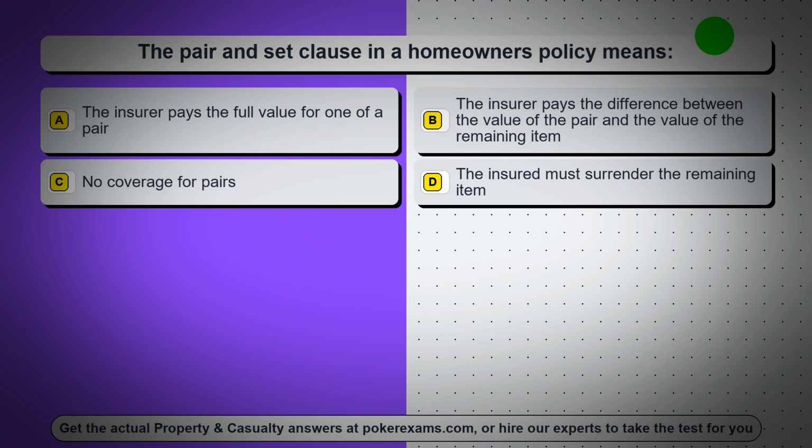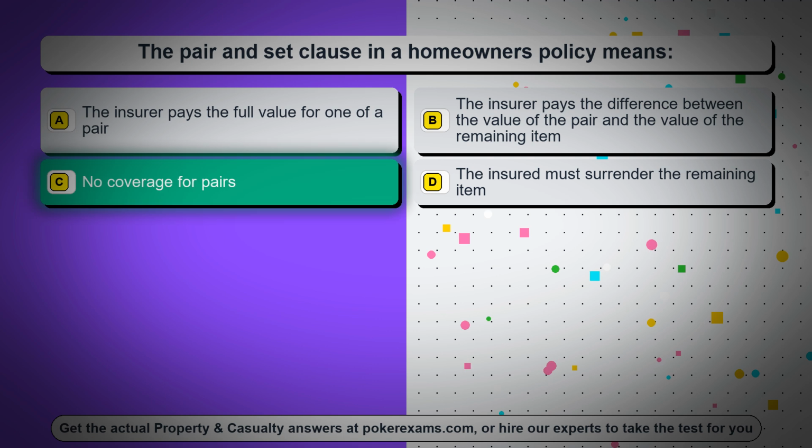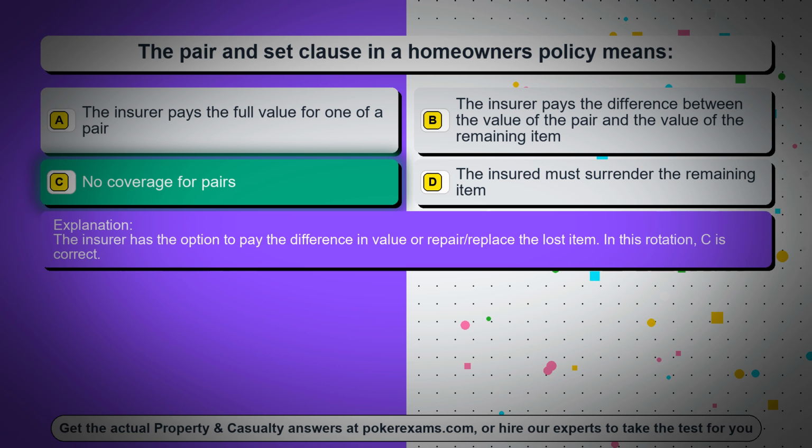Question 24. The pair and set clause in a homeowner's policy means: Option A, the insurer pays the full value for one of a pair. Option B, the insurer pays the difference between the value of the pair and the value of the remaining item. Option C, no coverage for pairs. Option D, the insured must surrender the remaining item. The correct answer is option C, no coverage for pairs. The insurer has the option to pay the difference in value or repair/replace the lost item. In this rotation, C is correct.